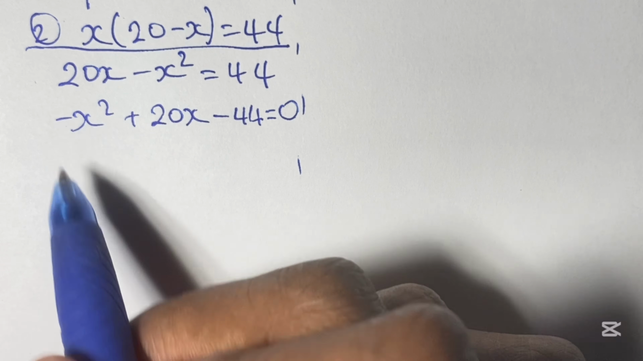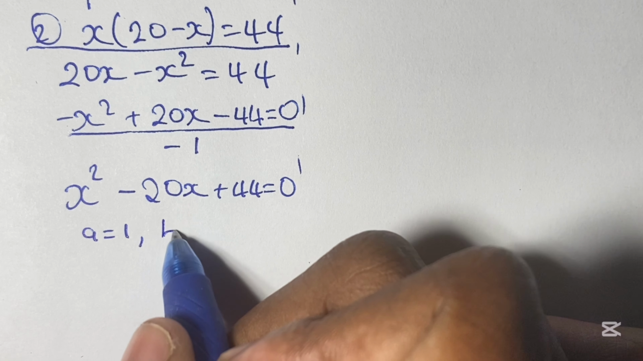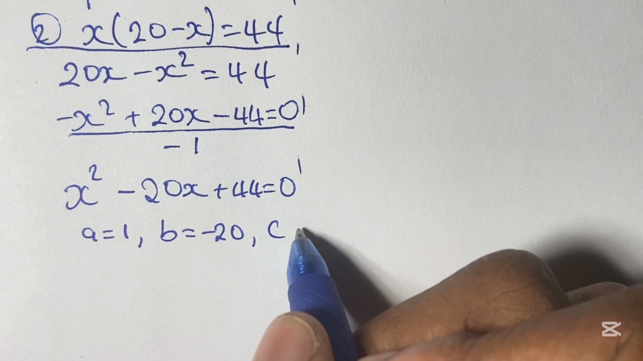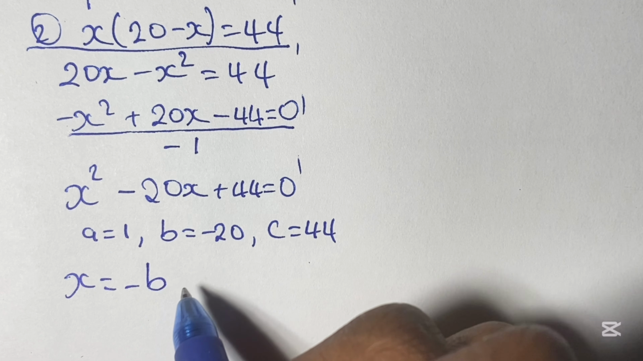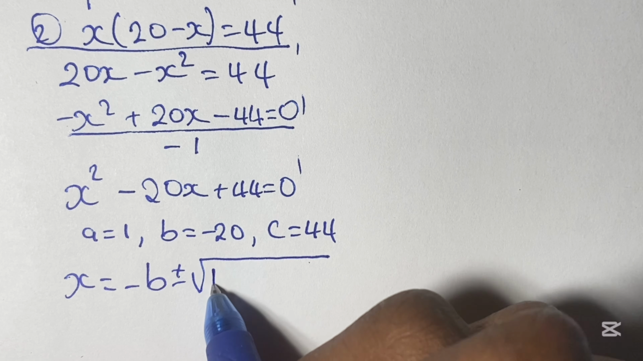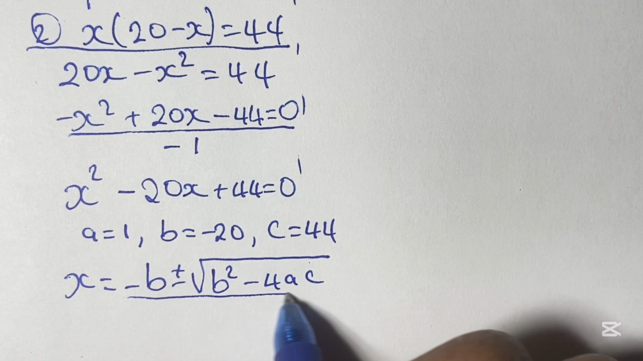Now in looking at our equation, we can solve the value of x by using the quadratic formula, where we have a equals 1, b equals negative 20, and c equals 44. Our general formula for finding x states that x is equal to negative b plus or minus the square root of b squared minus 4ac, all over 2a.